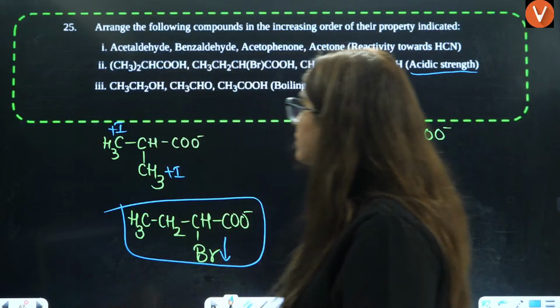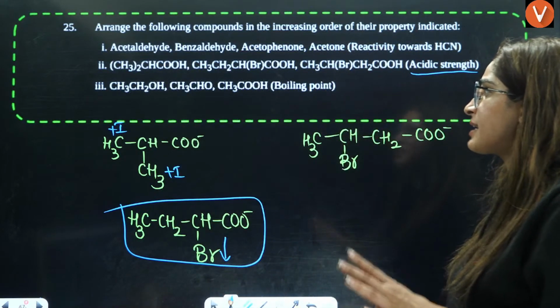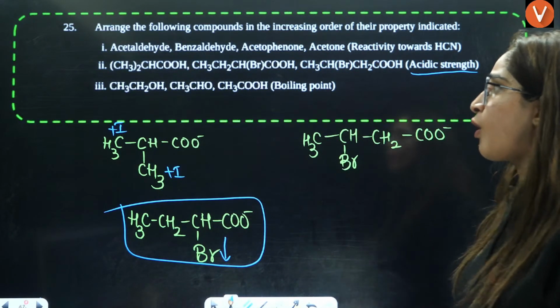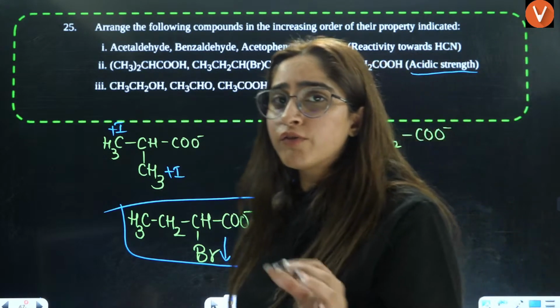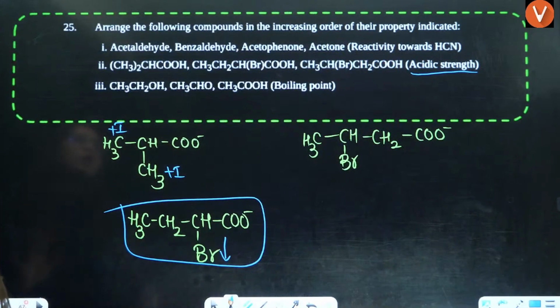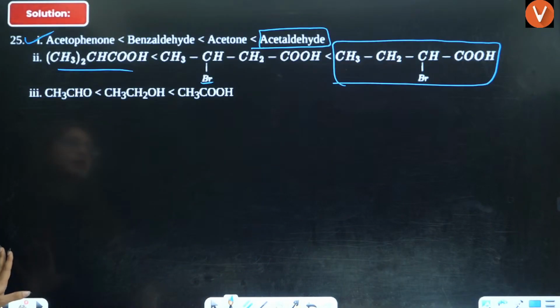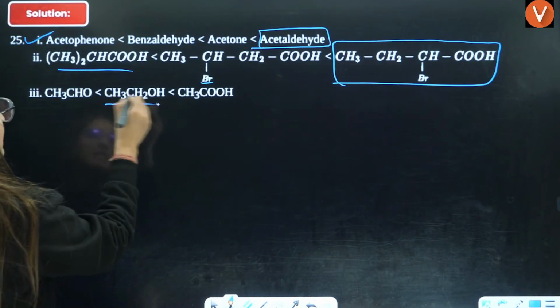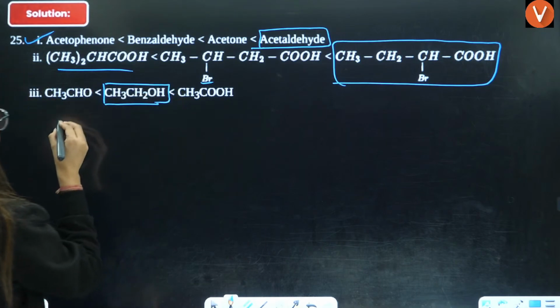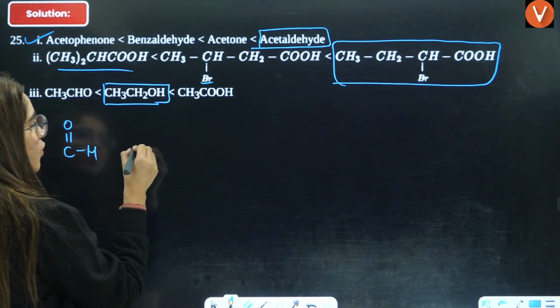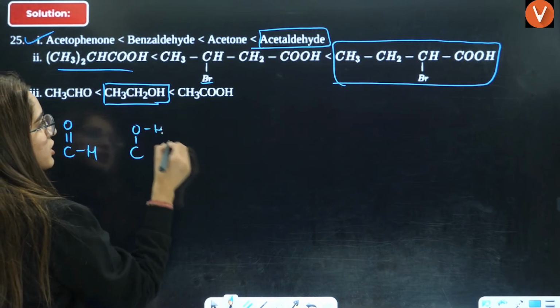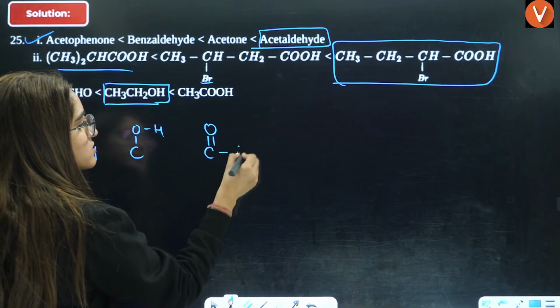Next is CH3CH2OH, CH3CHO, CH3COOH, boiling point. Look, son, boiling point is basically dependent on the force of attraction. So we all know that in ethanol you have a very strong force of attraction, right? If you talk about three things here, this is C double bond O, OH. Here it is C, O and H. Here it is C double bond O and this is OH.